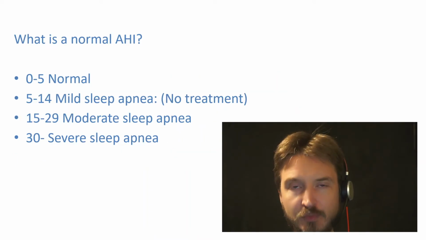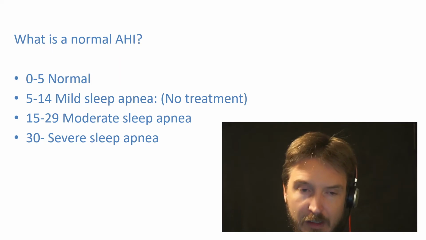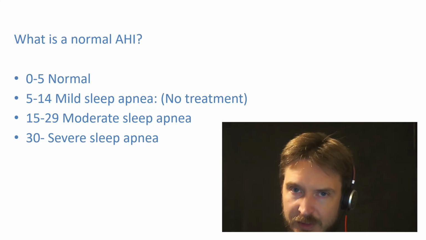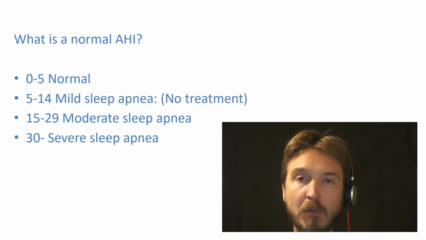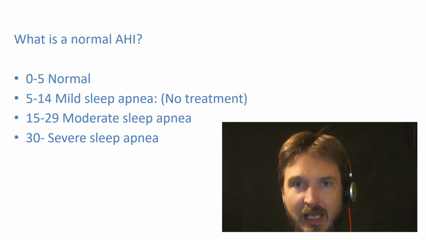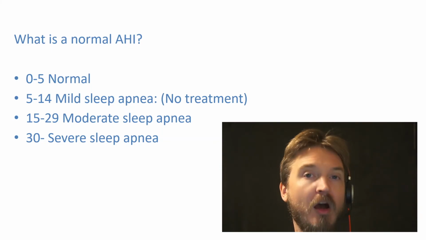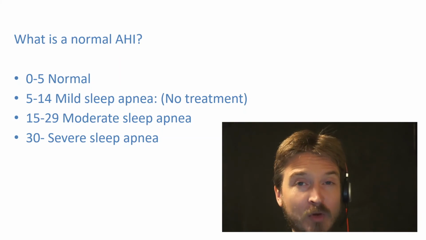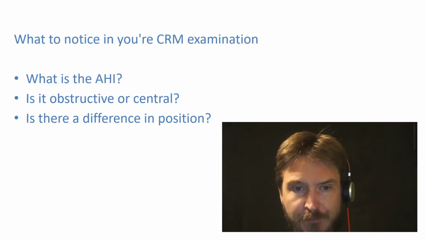So what are the measurements we get out of this CRM measurement? Well, the AHI is normal if it's below 5. It's mild sleep apnea if it's between 5 and 14, which is called non-treatment needed. Moderate sleep apnea goes up to 29, and then there is severe sleep apnea. And there are actually some patients that have really severe sleep apnea. 100 times an hour they can stop breathing for more than 10 seconds. And that's very bad for you.